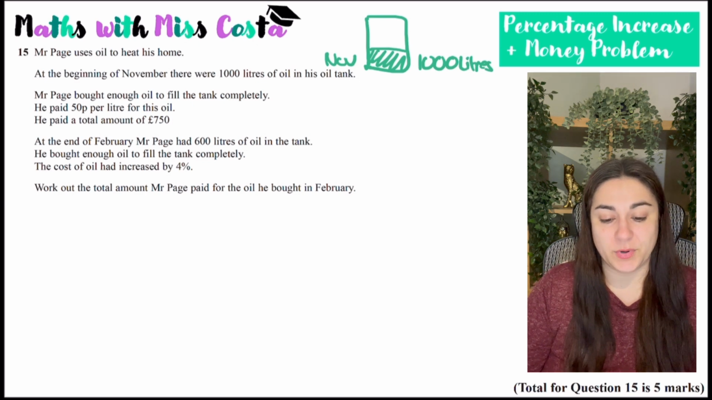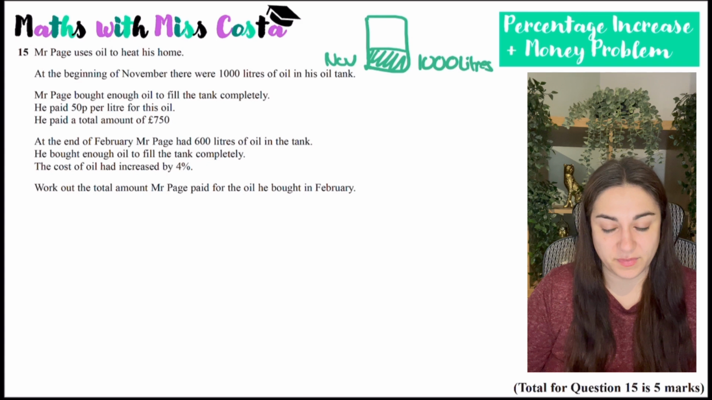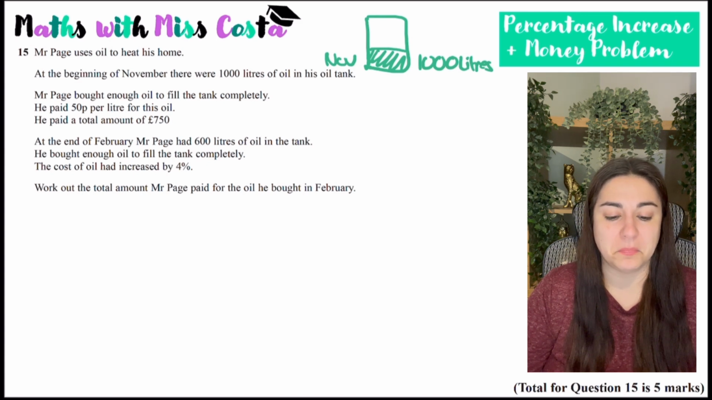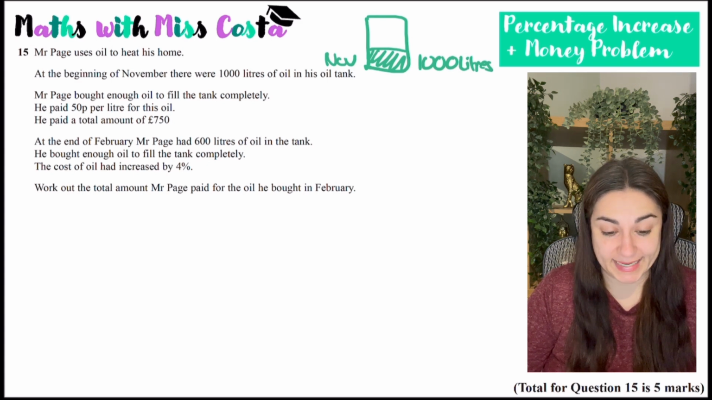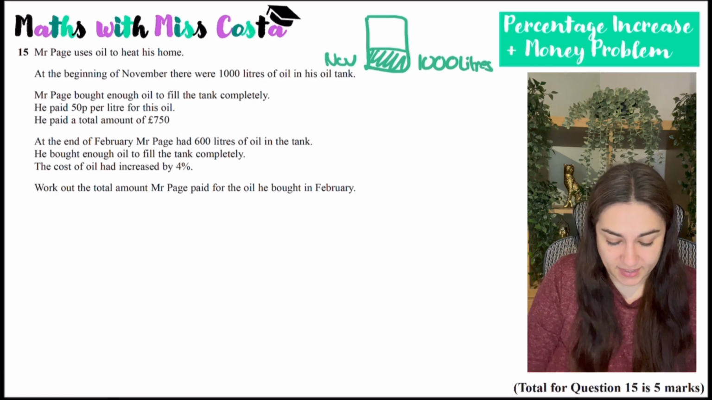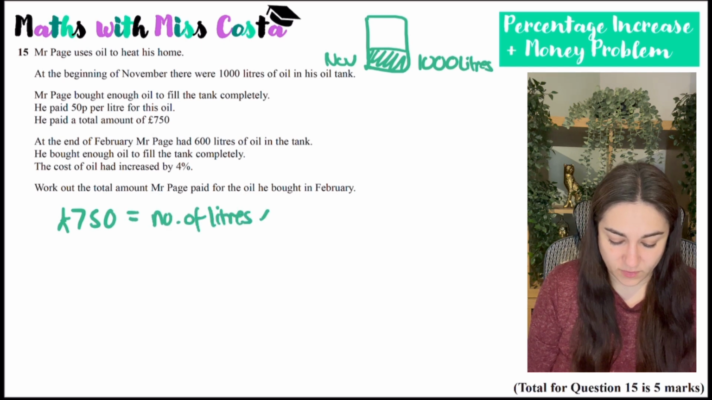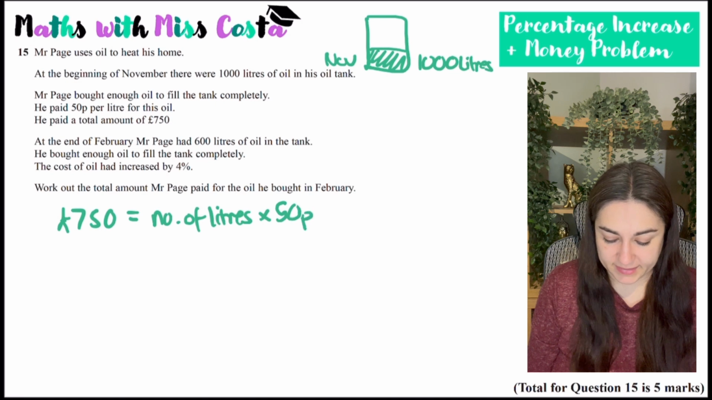Mr. Page bought enough oil to fill the tank completely. So we don't know the full amount of the tank, but we know that when he bought this oil, it filled the tank completely. He paid 50 pence per litre for this oil, and he paid a total amount of £750. So basically £750 is the number of litres that he got times by 50 pence.